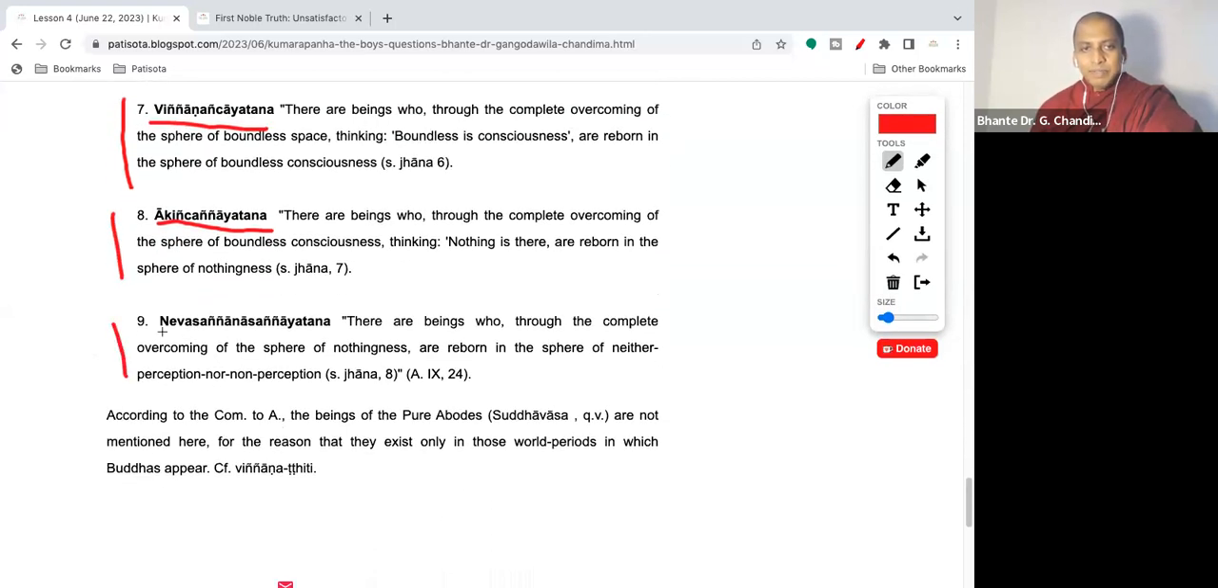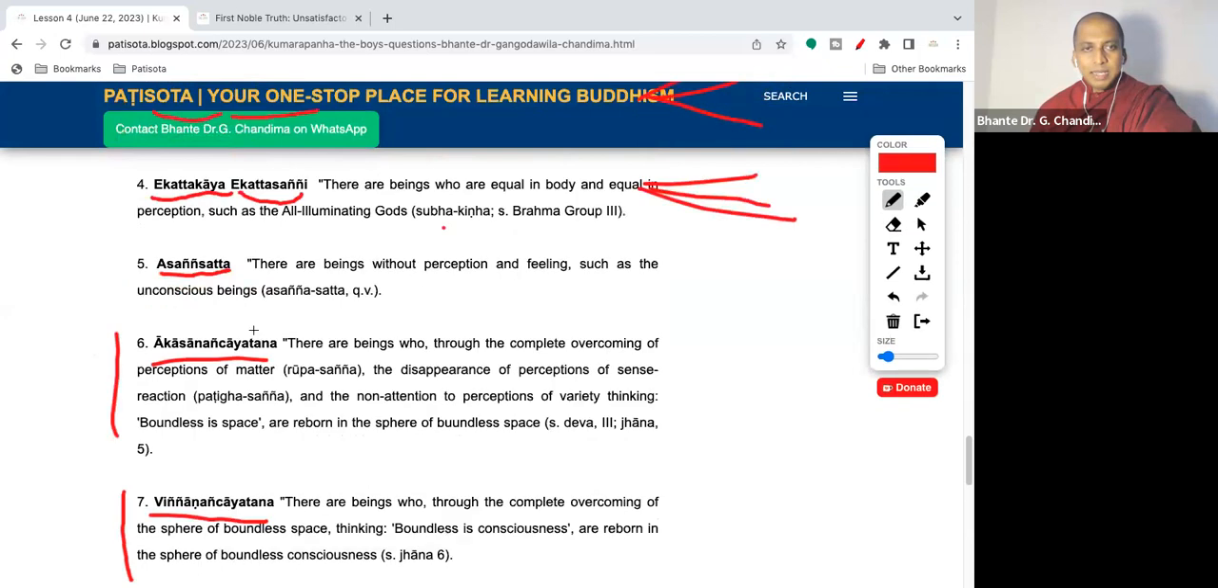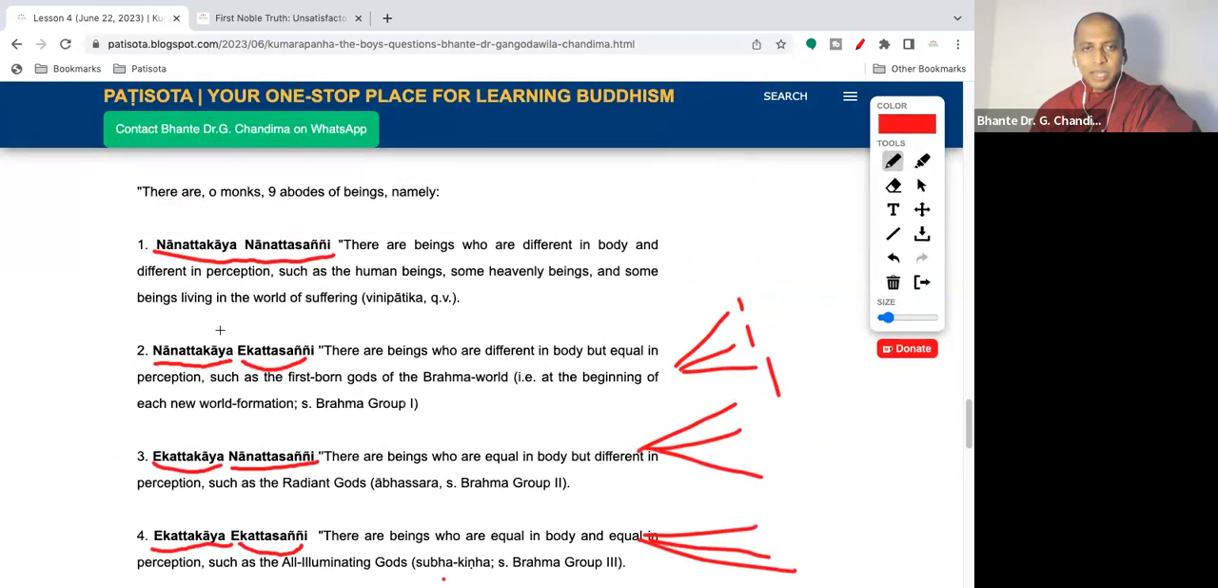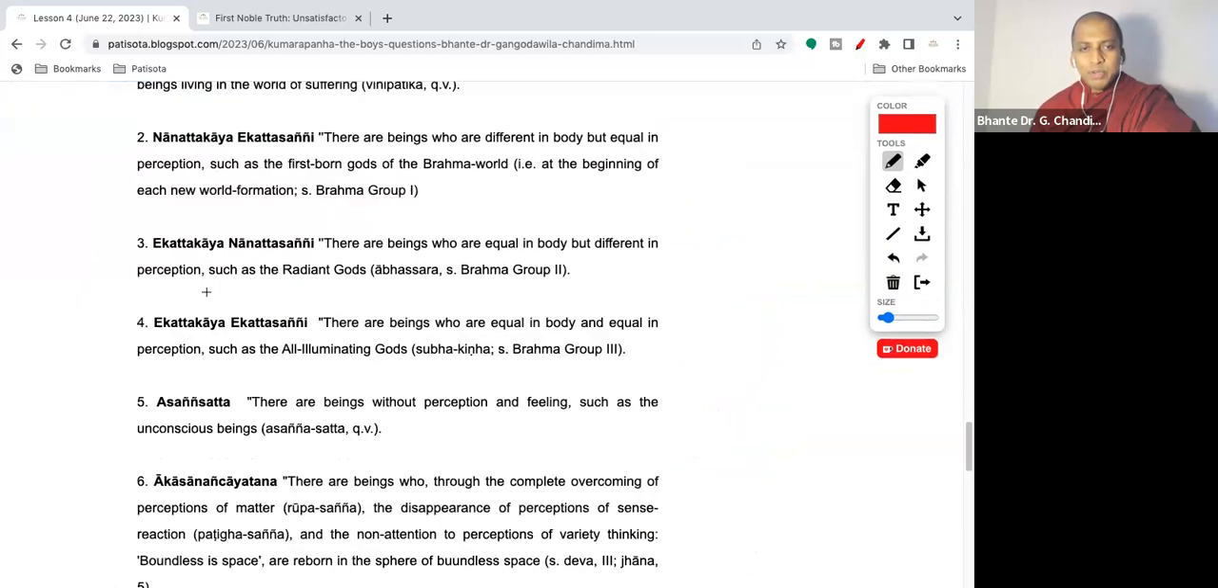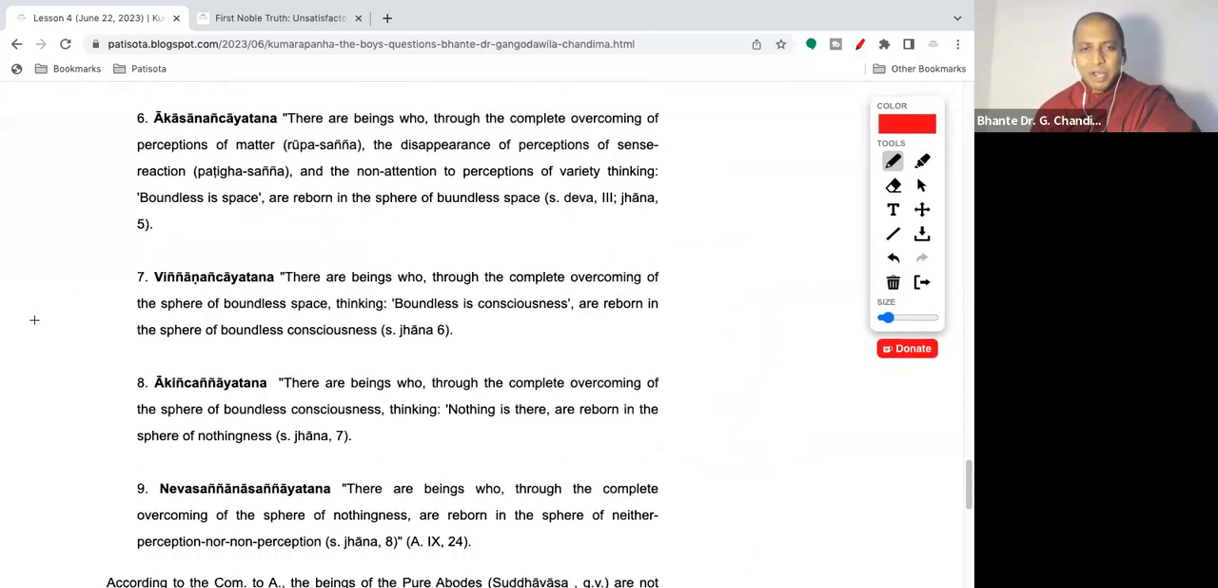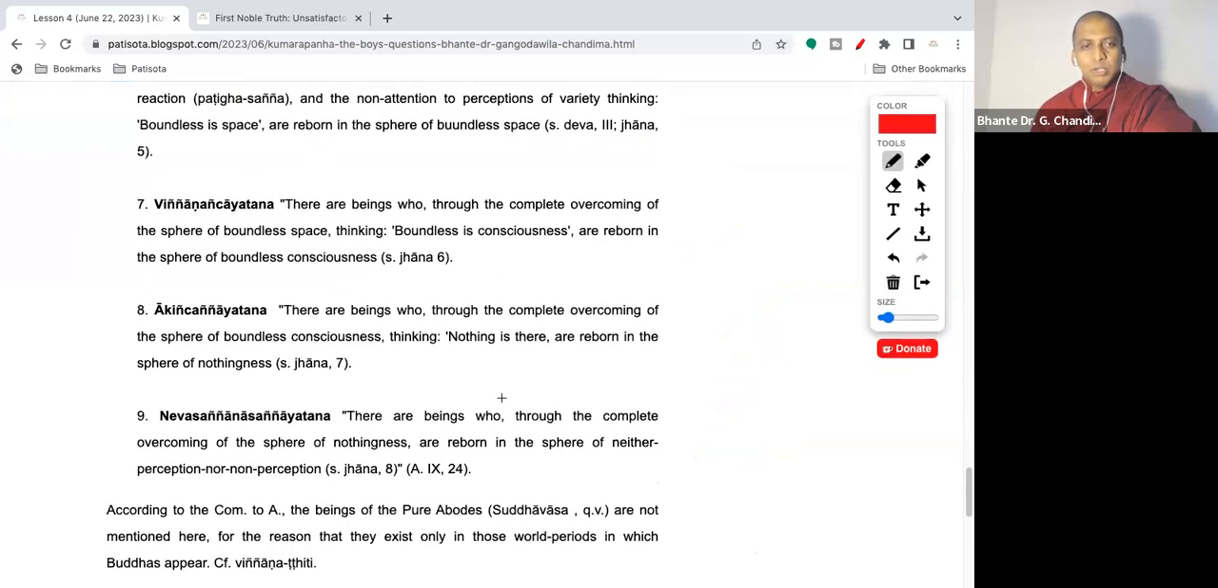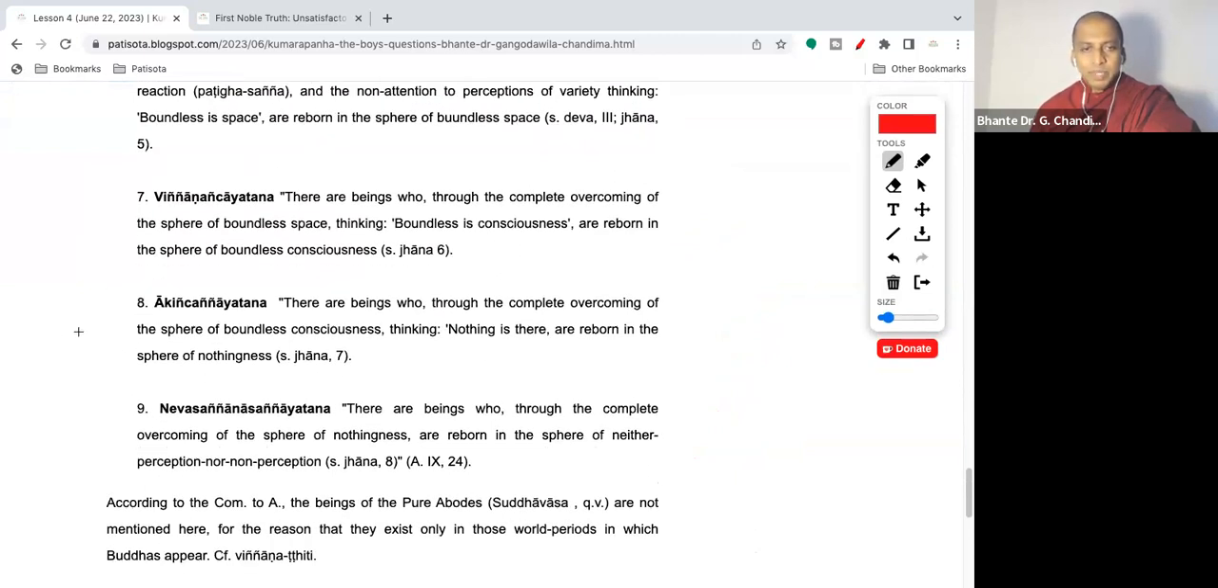Finally, when you practice Neva Sanyana Sanyayatana jhana in the human world, you attain it and you die, you're going to be reborn in the Neva Sanyana Sanyayatana Brahma world. Now these are 9 places where every being is going to be reborn. But there is an exception, Dhamma folks. Who is not going to be reborn? Arahants. They are not going to be reborn again. So they are not included here. All the other folks are going to be reborn.